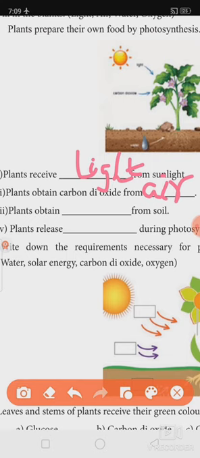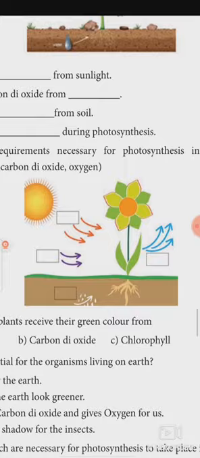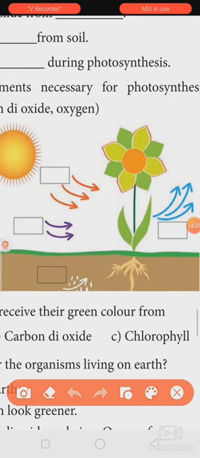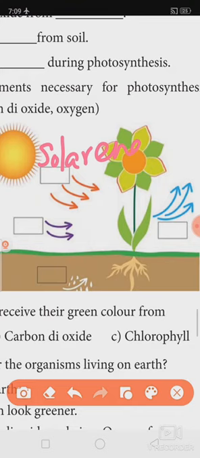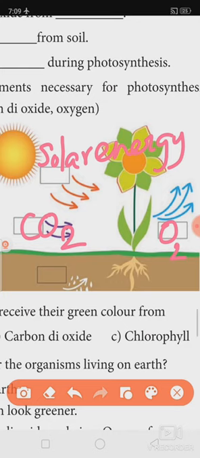Plants obtain dash from soil. They obtain water from soil. Plants release dash during photosynthesis. They release oxygen during photosynthesis. Next, again the photosynthesis picture has been given. We have to fill up the column. First one is solar energy. What is it taking in during photosynthesis? Carbon dioxide. It releases O2 during photosynthesis, and water is taken. So these are all the important factors that take part in the photosynthesis process.